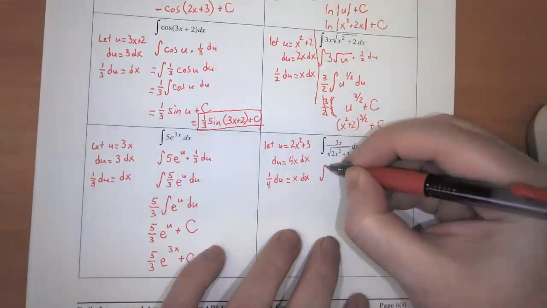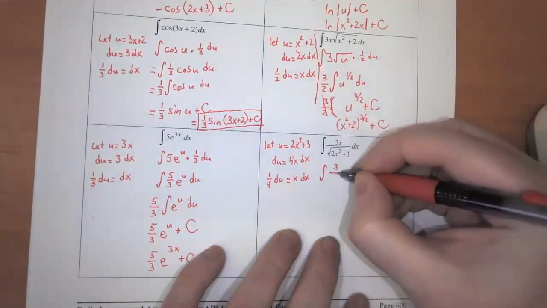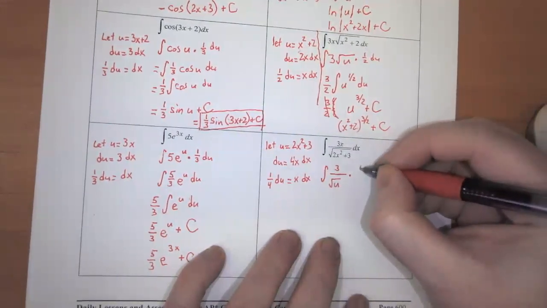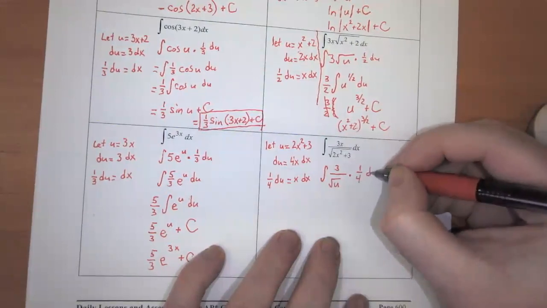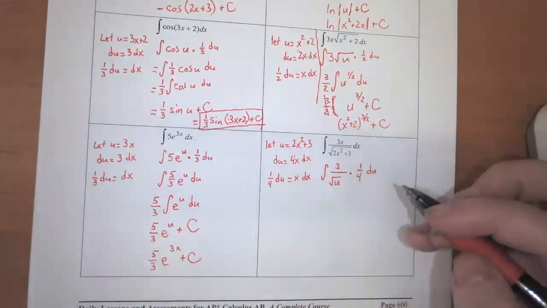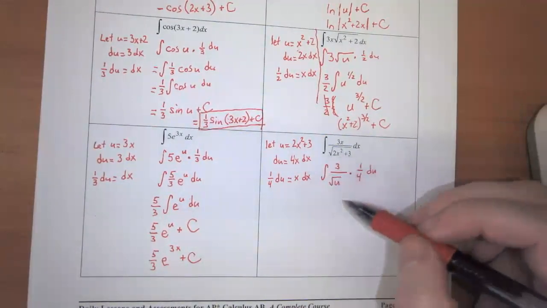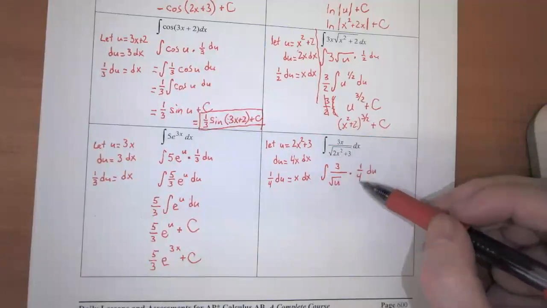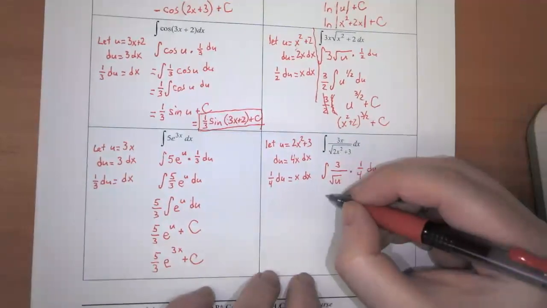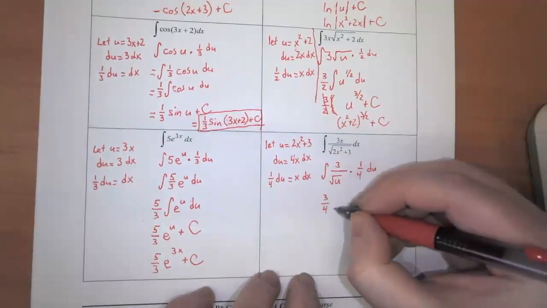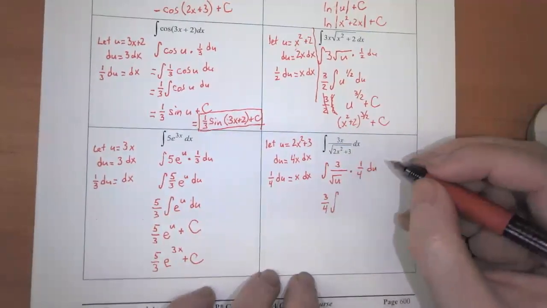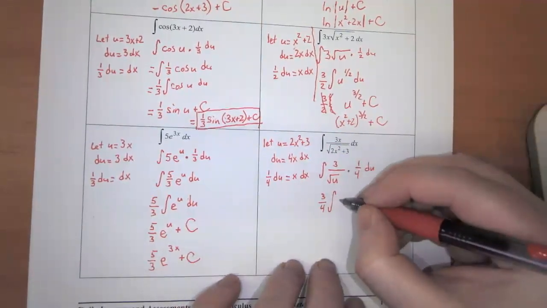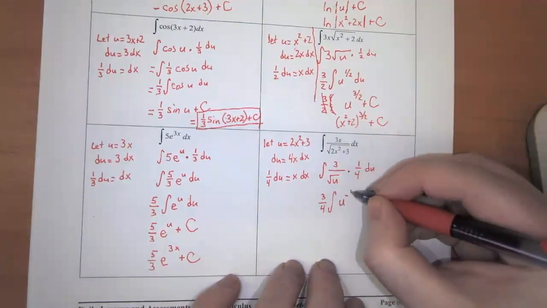So what we've got here is 3 over the square root of u times 1/4 du. So what is this going to equal once we clean this up a little bit? Well, the 3 and the 1/4 I can move outside of the integral. So that'll be 3 over 4 times the indefinite integral of 1 over the square root of u. Why don't I go ahead and write that as u to the negative 1/2 power.